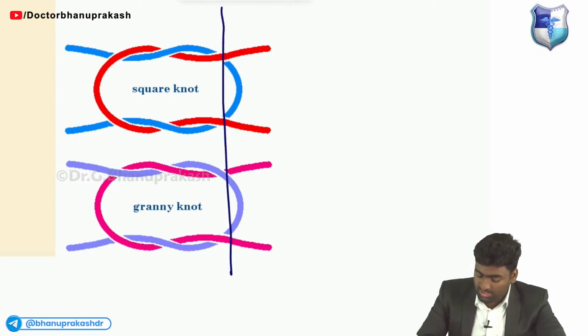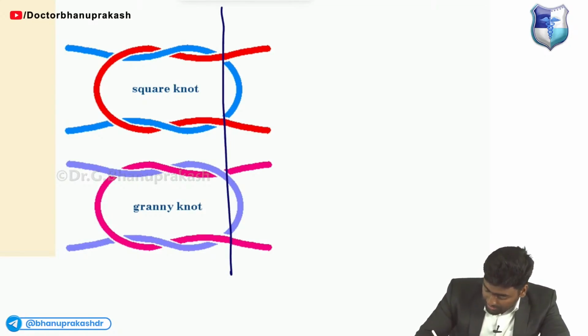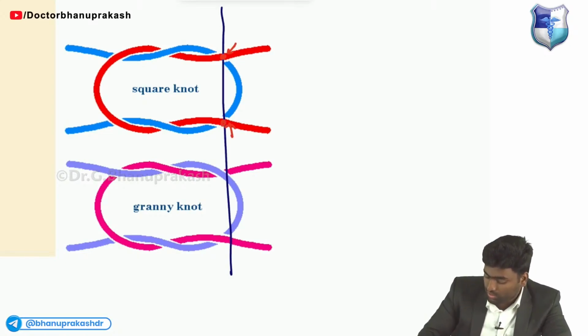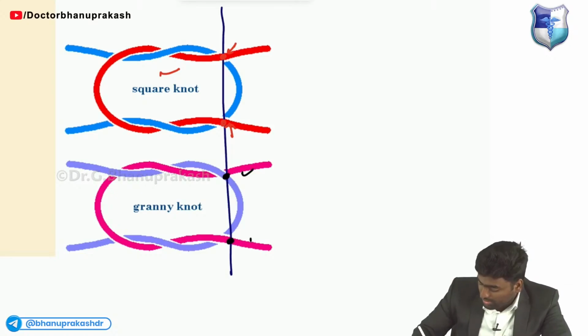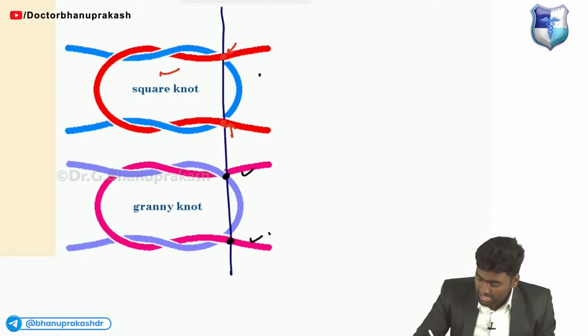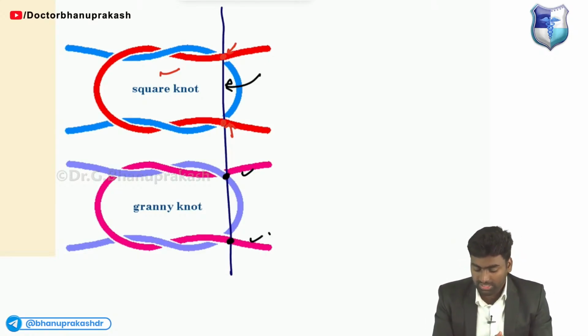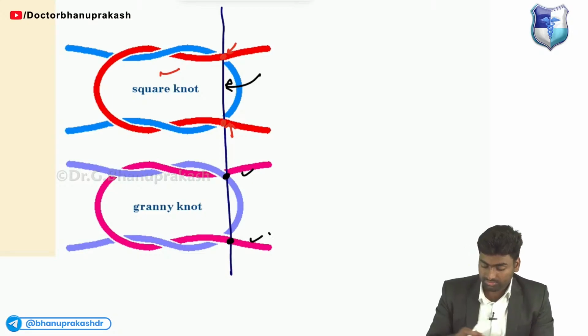Here about these knots, mostly you need to draw this line. If the same color is present, see here, it is red color which is above, red color which is above. So this is a square knot. But if you see here the violet color is above, here the pink color is above. So if two different colors are there at this intersecting junction, it is a granny knot. So this is a square knot, which is also known as a reef knot, one of the stablest knots. Remember, fine.